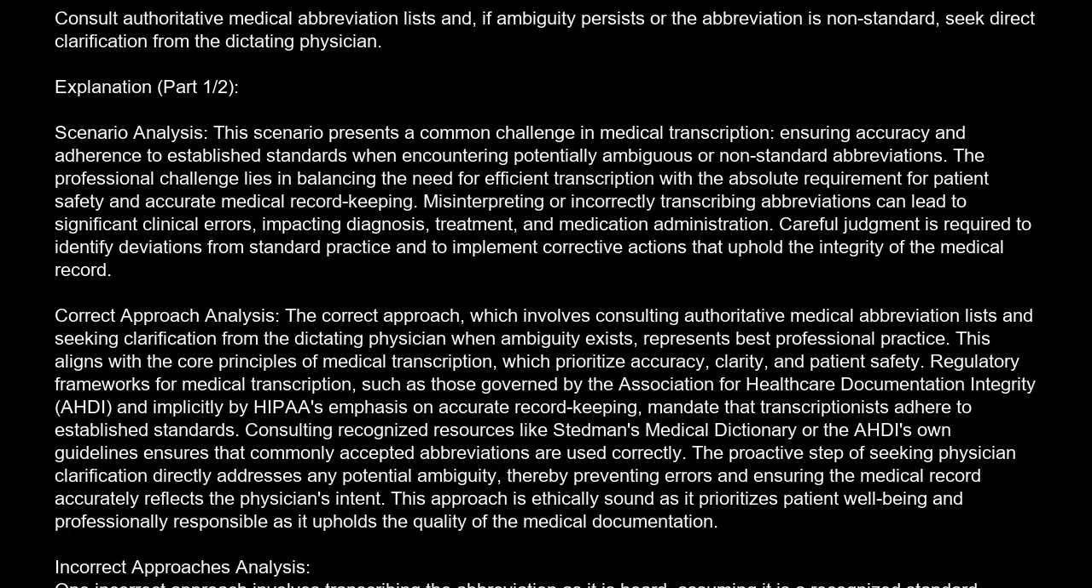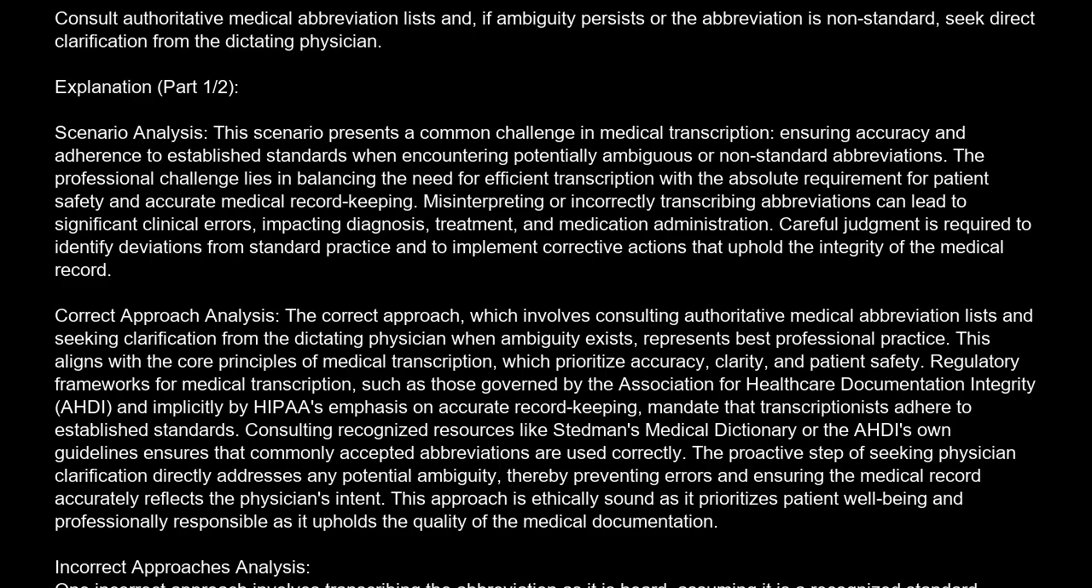The correct approach, which involves consulting authoritative medical abbreviation lists and seeking clarification from the dictating physician when ambiguity exists, represents best professional practice. This aligns with the core principles of medical transcription, which prioritize accuracy, clarity, and patient safety. Regulatory frameworks for medical transcription, such as those governed by the Association for Healthcare Documentation Integrity (AHDI), and implicitly by HIPAA emphasis on accurate record keeping, mandate that transcriptionists adhere to established standards. Consulting recognized resources like Stedman's Medical Dictionary or the AHDI-owned guidelines ensures that commonly accepted abbreviations are used correctly.